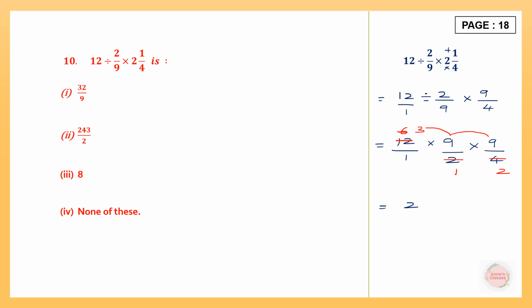You will get 243. And in the denominator 1 into 1 is 1. 1 2s are 2. 243 by 2 is your answer. And which option is that? Option 2. Option 2 is our answer.